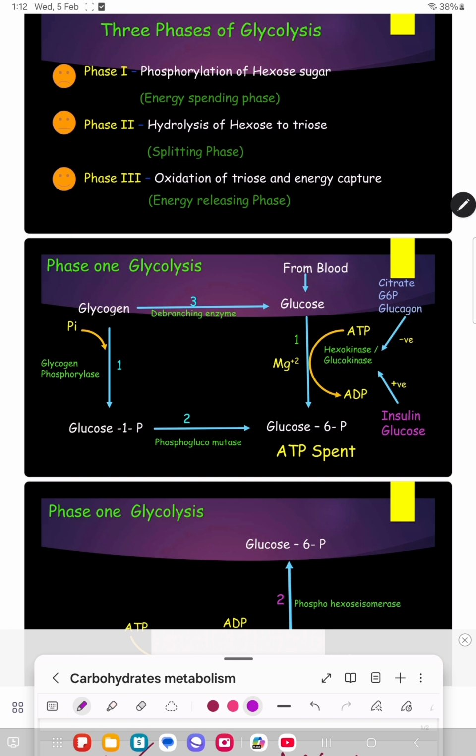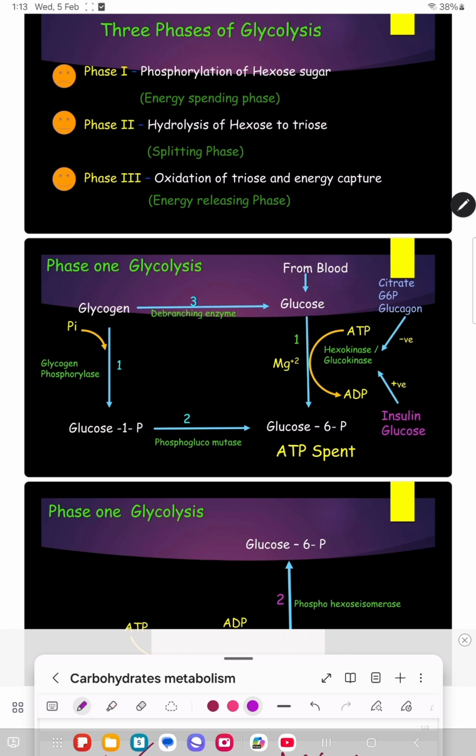We are also seeing the regulation mechanism. Here you can see there are negative regulators and positive regulators. Negative regulators means that in the presence of these three, citrate, glucose 6-phosphate and glucagon, there will be inhibition of this ATP-dependent conversion of glucose to glucose 6-phosphate. Insulin and glucose are the positive regulators. It means that glucose will be converted into glucose 6-phosphate successfully.